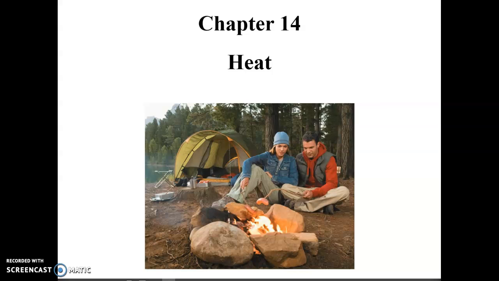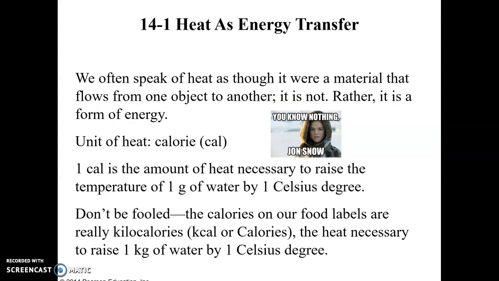Okay, this is our chapter 14 video in physics, and we're going to be talking about heat. So first we need to define heat. What is it? It is sometimes thought of as a physical substance or material that flows, almost like water or air flowing, but that's really a misconception.